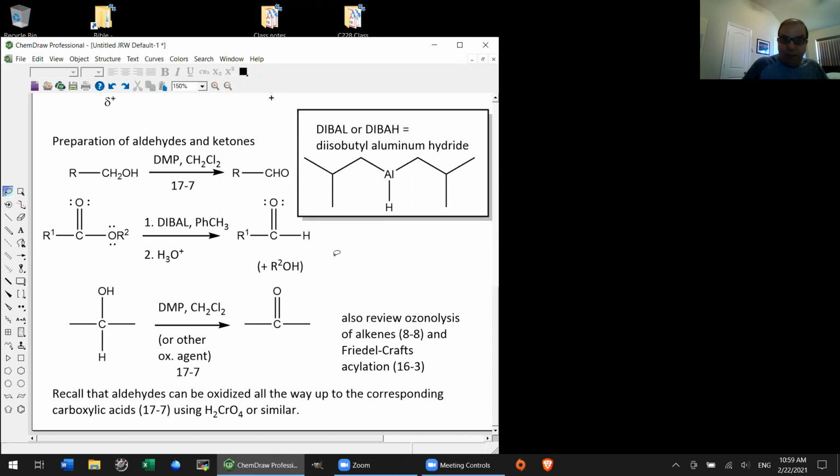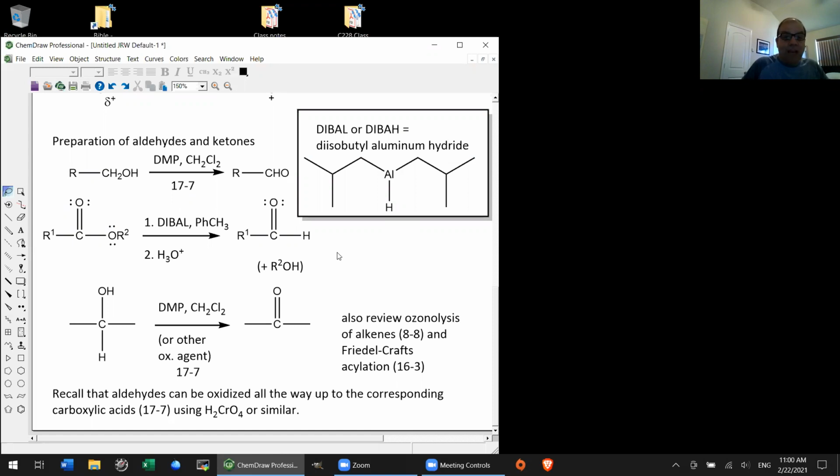You're not responsible for the mechanism, and it says that in the class notes. Not that it's really all that different from the mechanism with LAH, with lithium aluminum hydride. Pretty much the same idea. If you understand one, you understand the other. So that's another way of making aldehydes.